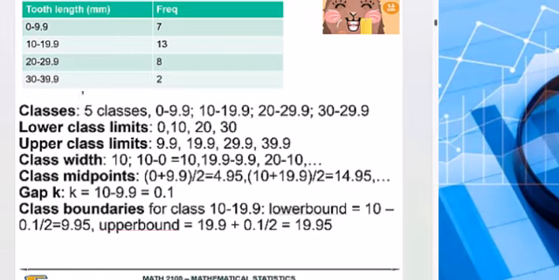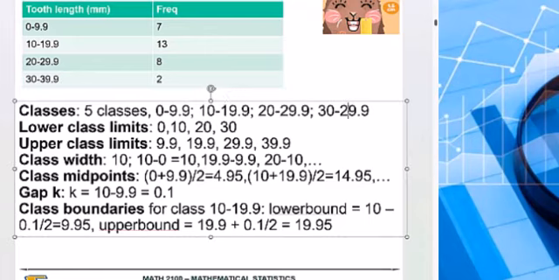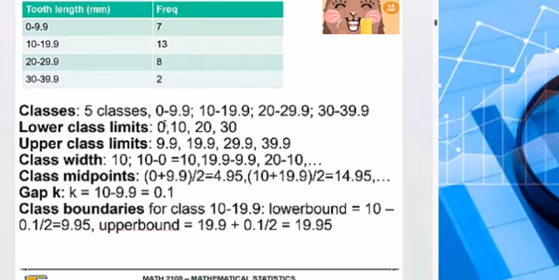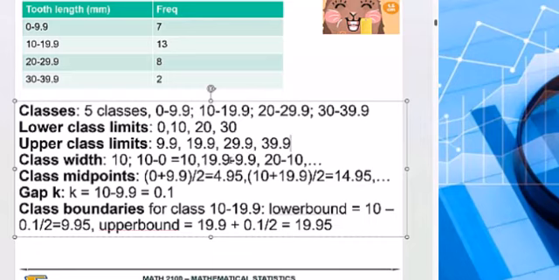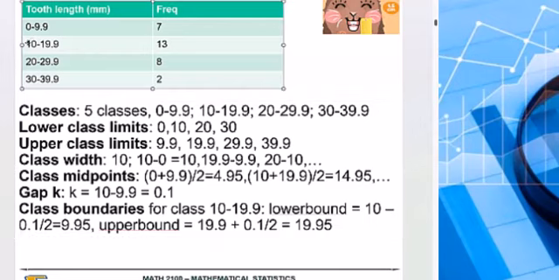Here again, we just discussed all these values in the slides. We have 4 classes: 0 to 9.9, 10 to 19.9, 20 to 29.9, and 30 to 39.9. The lower class limits are 0, 10, 20, 30. The upper class limits are 9.9, 19.9, 29.9, 39.9. The class width is 10, which you can calculate in different ways. The class midpoint is just the representative for each class. The gap is here, from 9.9 to 10, and the gap k equals 0.1. Here we have a gap, and here too; they're all 0.1. For the boundary, the lower boundary for this class is 9.95 and the upper is 19.95. Basically, you subtract k from the lower limit, divided by 2.